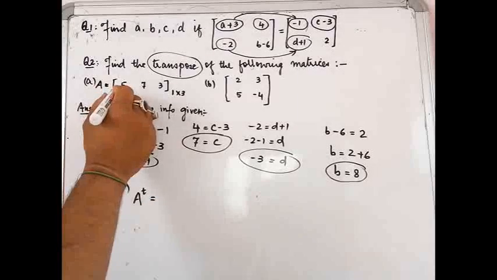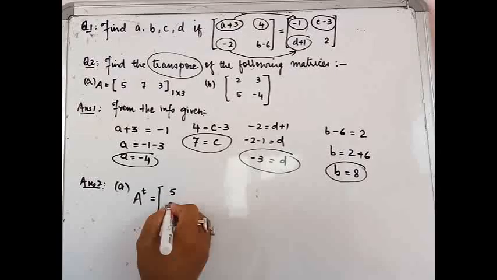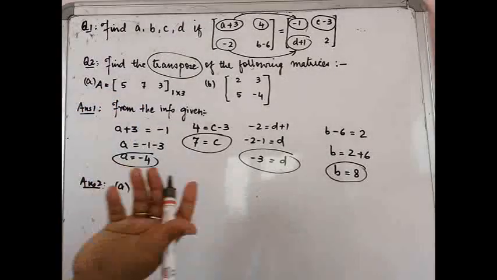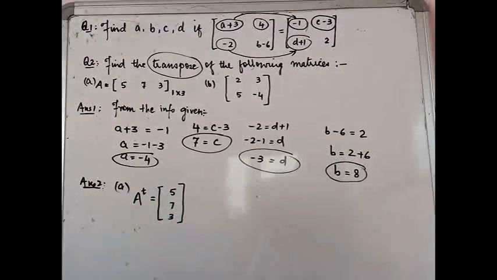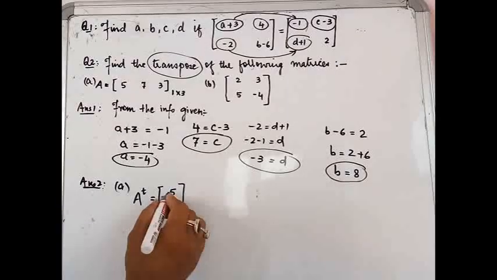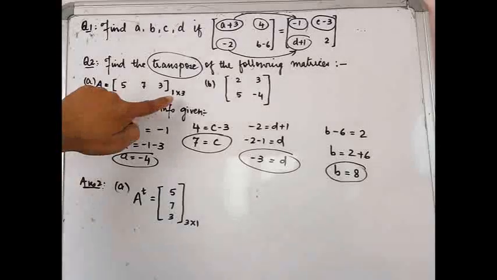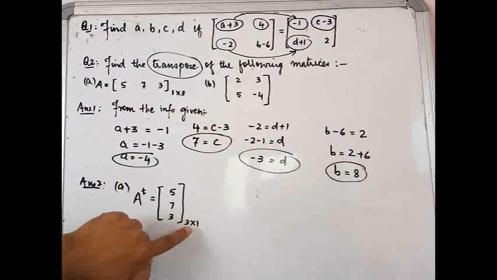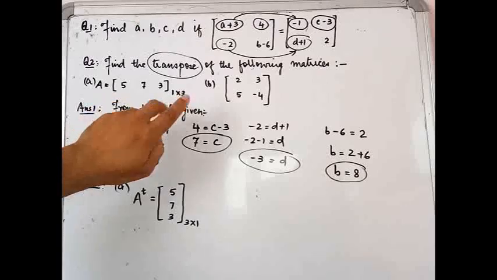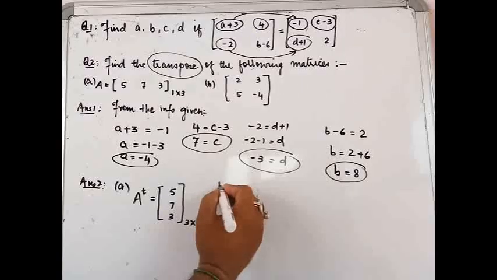The first row will become the first column, so 5, 7, 3. Now is there a second row present? No. So that completes our transpose matrix. The order of this transpose matrix, you see 3 rows and only one column. Compare the order of the transpose matrix with the original matrix. Again, it has interchanged, because we are interchanging the rows and the columns.